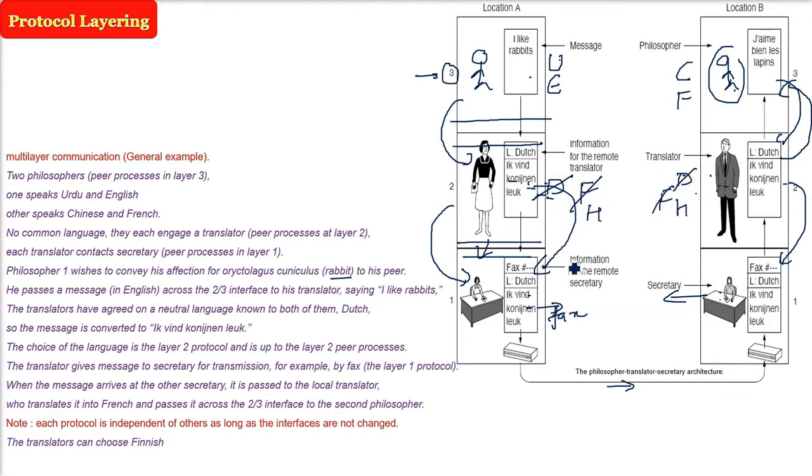Now coming to the first layer, the secretaries may decide that they don't want to send it by fax, they'll send it by email or telephone. So this is the protocol agreed upon between them. This is how the communication happens, and "I like rabbits" is transferred to philosopher 2.